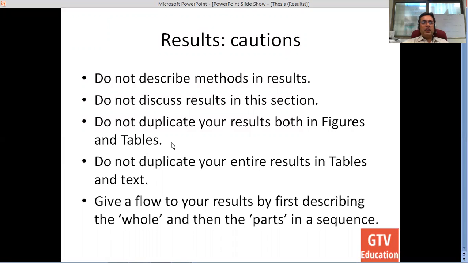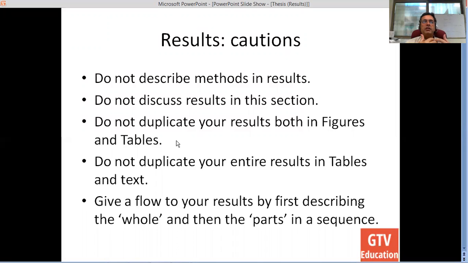The third thing is, do not duplicate your results both in figures and tables. I have seen this in the case of many theses that I have reviewed, that people are describing results in the form of a table, and the same results are described in the form of a figure. So it's a blunder, actually.